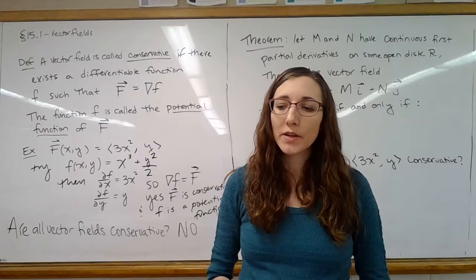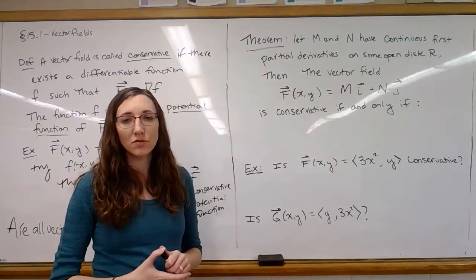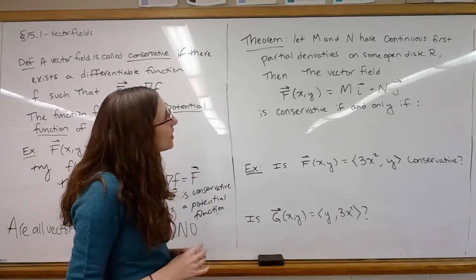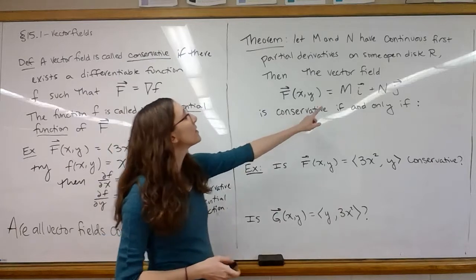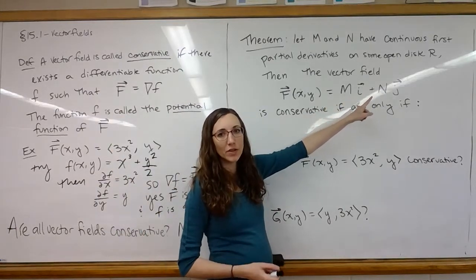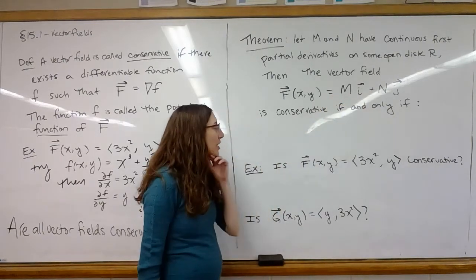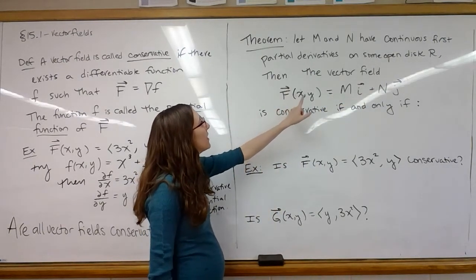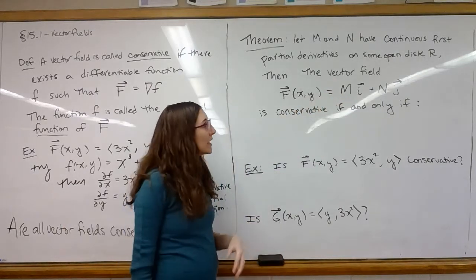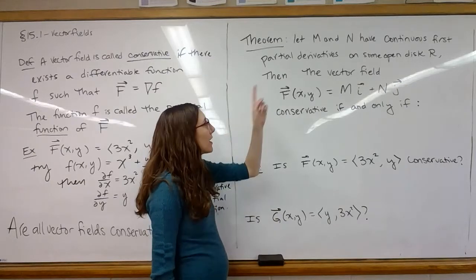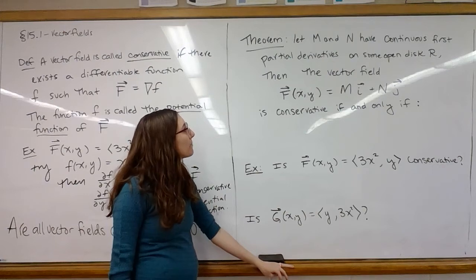So we have a first theorem, and this is going to be for plane vector fields, so two-dimensional. We've got capital M and capital N. These are going to be the two components of my vector field. I've written it this time in linear combination of i and j form. So we've got capital F of x, y equals M times i plus N times j. And we've got this extra restriction where M and N are both differentiable, so I can take their derivative again.